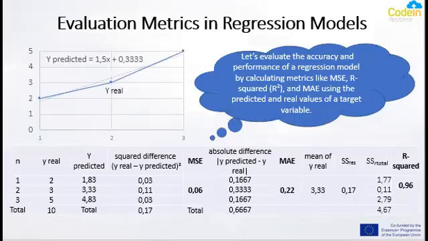So in summary, when evaluating your regression model, you use mean squared error to see how close your predicted measurements are to the real measurements, R squared to measure how well your recipe explains the variations, and mean absolute error to determine the average difference between predicted and real measurements. These metrics help you fine-tune your recipe and ensure you're baking the most accurate possible model.